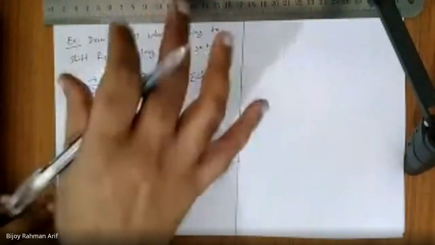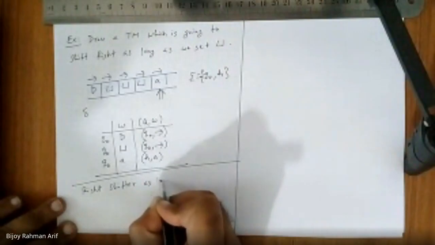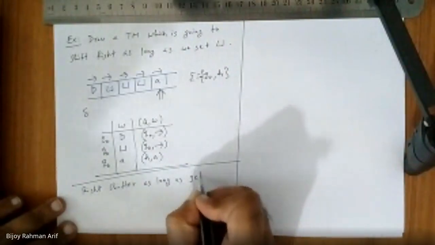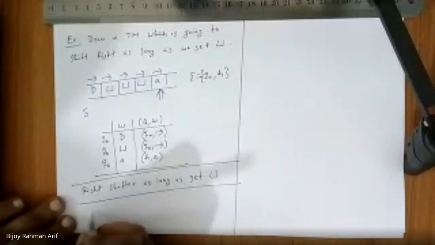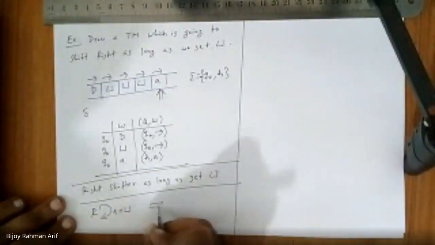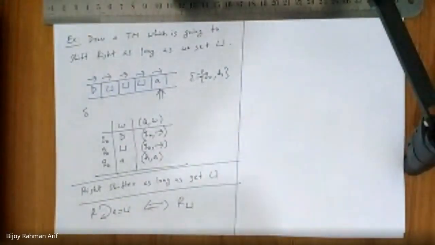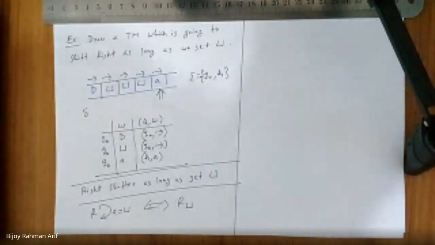So this one is also very important. It has some special name: right shifter as long as it gets blank. It is like this: R and right shift as long as A equal to blank. It is also written like this: R blank. Okay, got it? Any query, guys?